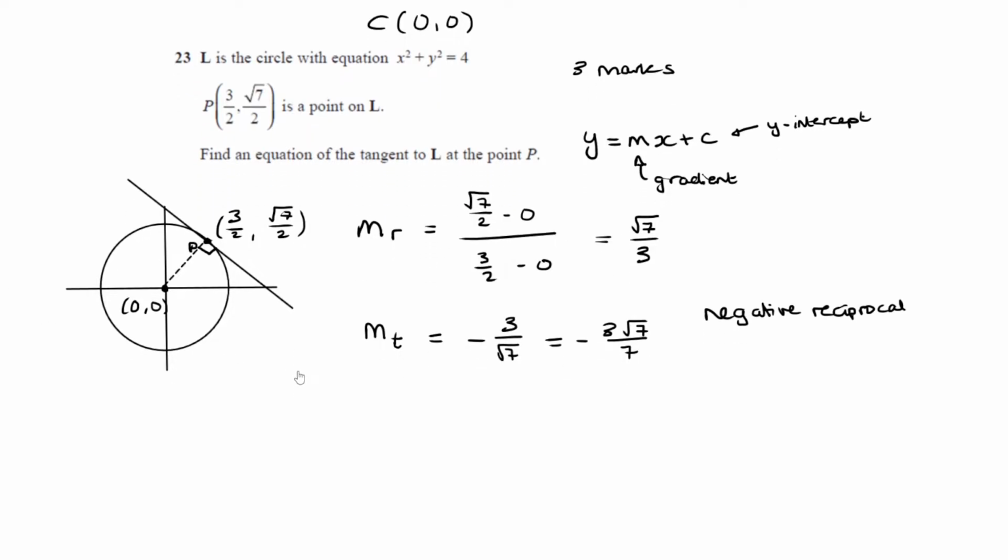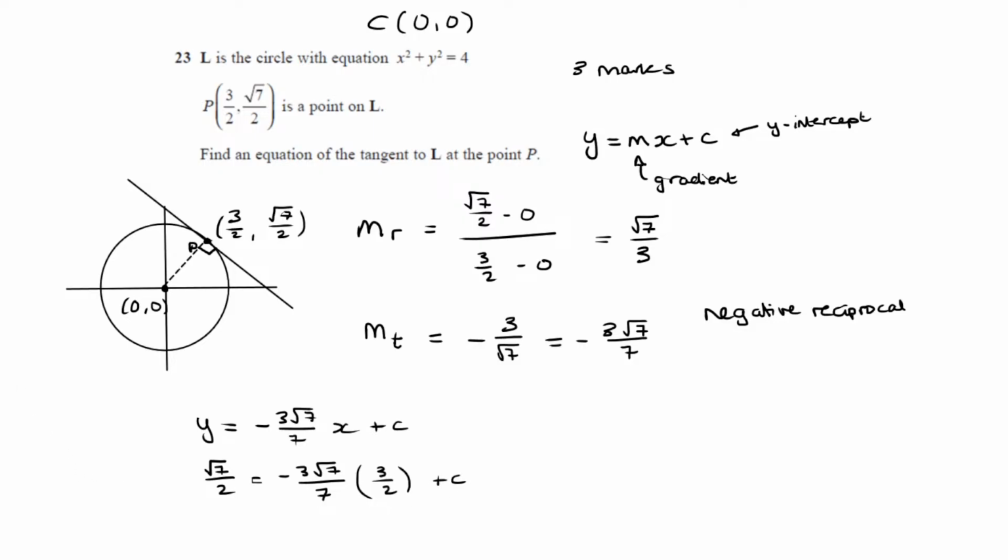The last thing is I need the y-intercept, which is the easiest thing. So I sub in my gradient, minus 3 root 7 over 7 x plus c. And then to find the plus c of any straight line, you just have to sub in one set of coordinates that are on the line, which is, in this case, p, isn't it? So now I can just sub p in. Again, make sure you put the y and the x the right way around, because that's quite easy to mess up. So root 7 for y equals my gradient over 7 multiplied by 3 over 2 plus c.